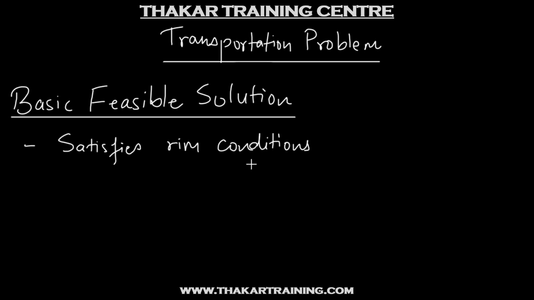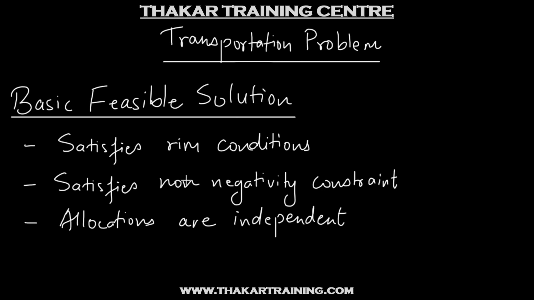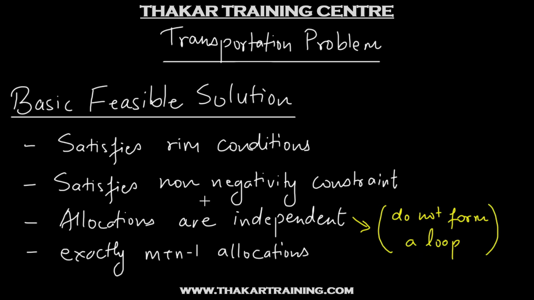First, it should satisfy the RIM conditions, that is the supply and demand conditions. Second, it should satisfy the non-negativity constraint. Third, whatever allocations are there in the basic feasible solution should be independent. Now, what do you mean by independent? It means that the allocations should not form a loop. We'll come to this in a while. And there should be exactly m plus n minus 1 allocations. So basically this means that the basic feasible solution should be a non-degenerate basic feasible solution.